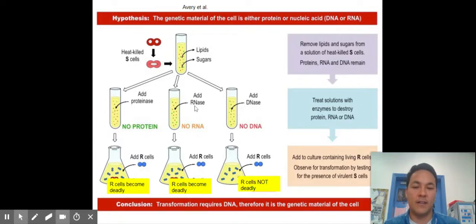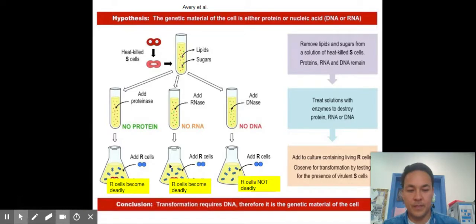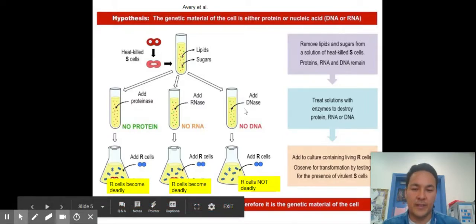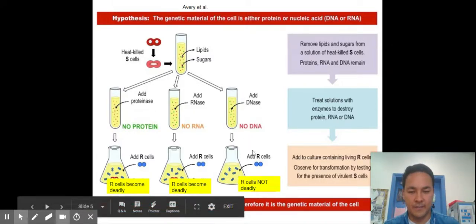You add RNase, ribonucleases. They chop up RNA. You added the R cells, and the R cells still became deadly. They were still transformed. So because they were transformed, it wasn't RNA that was doing it. It wasn't protein that was doing it. Something else was changing these R cells. This is pretty interesting. And this experiment's hard for students because you have to think a couple of layers in. You have to think in the negative here.